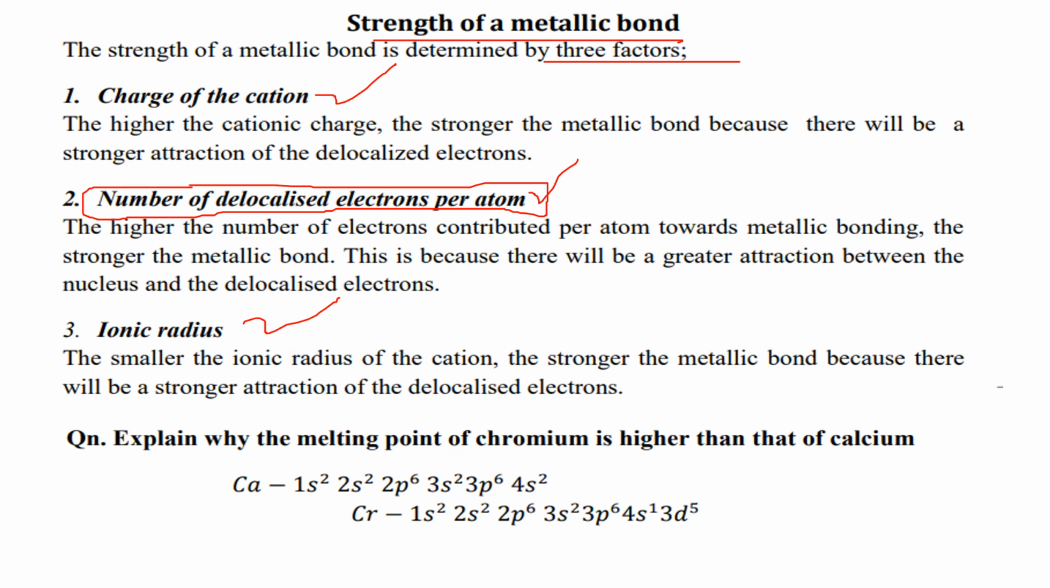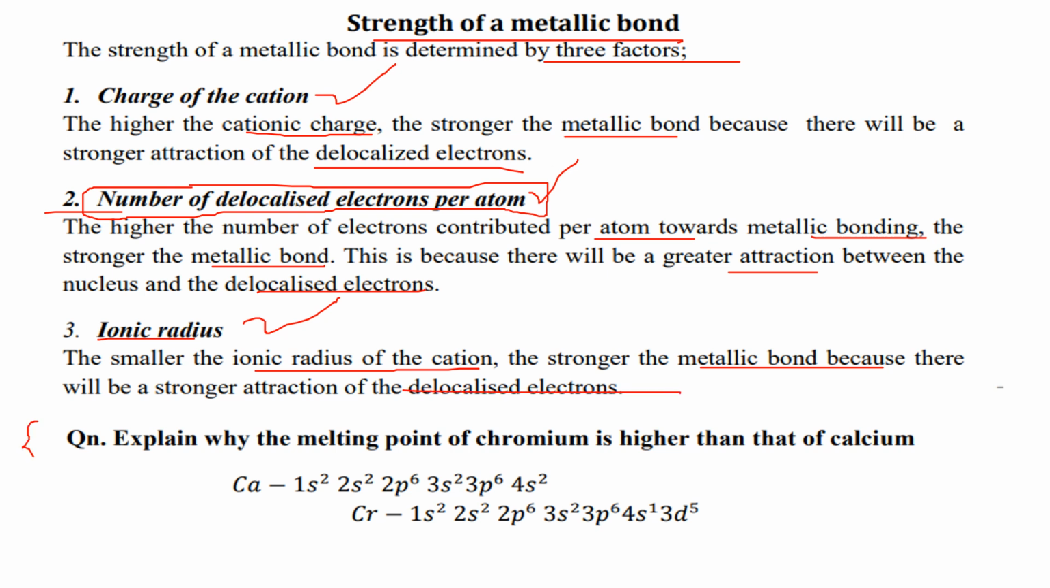So for the charge of the cation, we're going to say that the higher the cationic charge, the stronger the metallic bond, because there will be a stronger attraction for the localized electrons. And explaining number 2, you're going to say that the higher the number of electrons contributed per atom towards metallic bonding, the stronger the metallic bond gets. This is because there will be a greater attraction between the nucleus and the localized electrons. And factor number 3, you're going to say that the smaller the ionic radius of the cation, the stronger the metallic bond, because there will be a stronger attraction for the localized electrons.